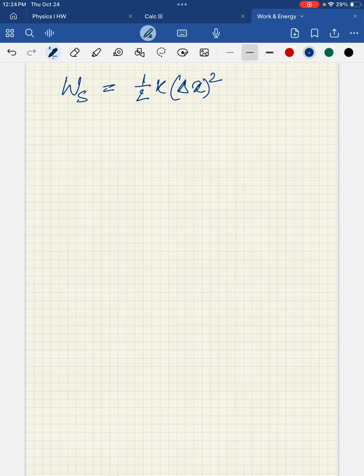Now remember, this formula doesn't tell you the sign of this potential energy or the sign of the work done by the spring force. If you look at the formula, delta x square is always going to be positive. So we have to determine the sign of the work done by the spring by looking at the motion. Again, the same thing: if the direction of the spring force and the displacement are in the same direction, then it is positive work, and if they are in opposite directions, then it's negative work.